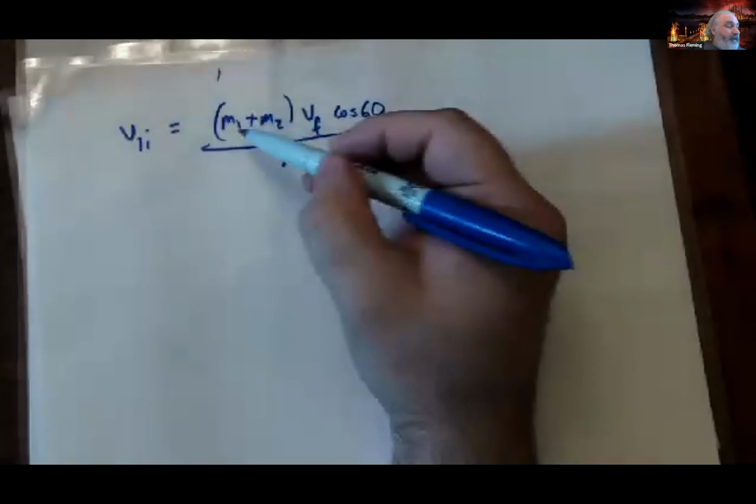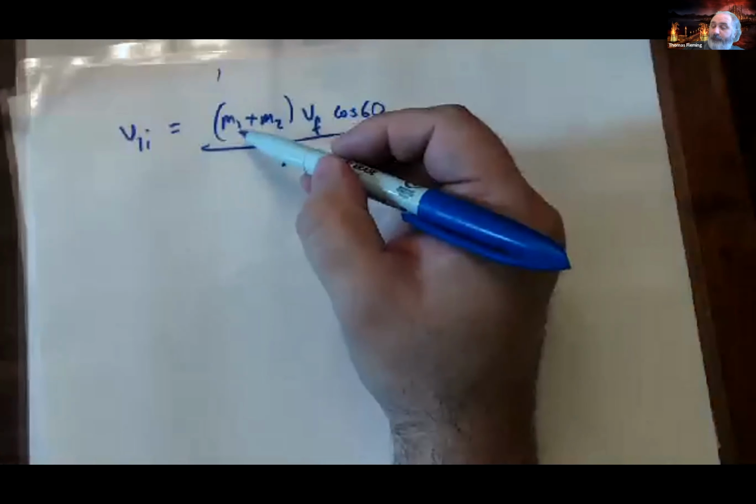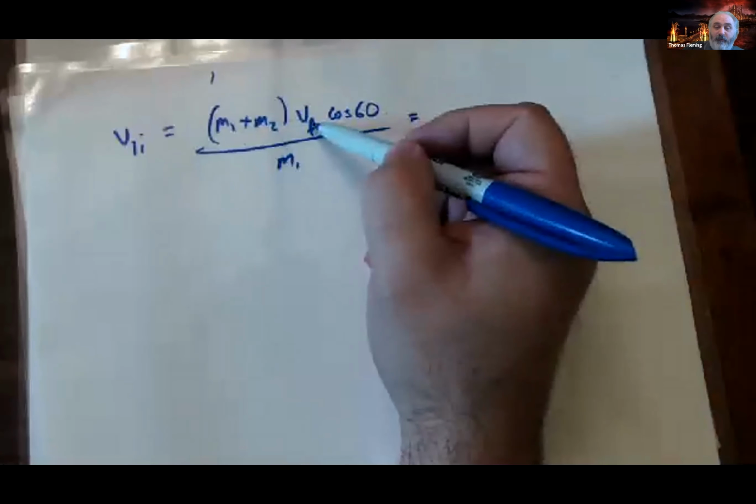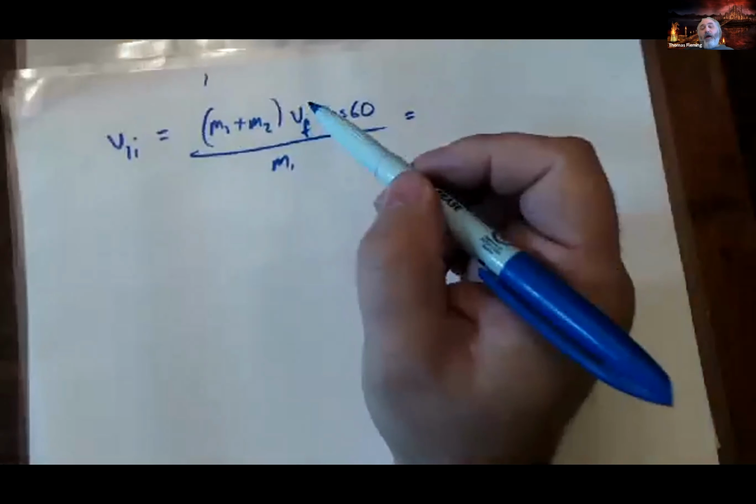And when I plug my numbers in, we know that M1 is 1,500 and M2 is 1,000. So this is 2,500 times 10, that's 25,000, times the cosine of 60. The cosine of 60 should be the square root of 3 over 2.